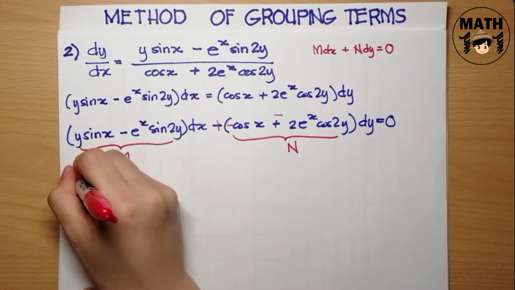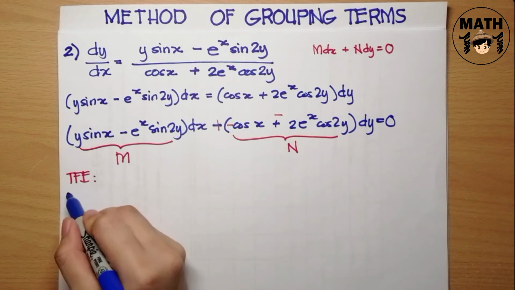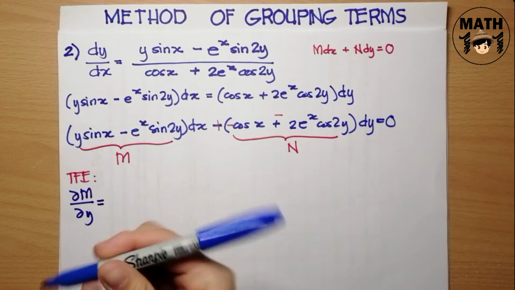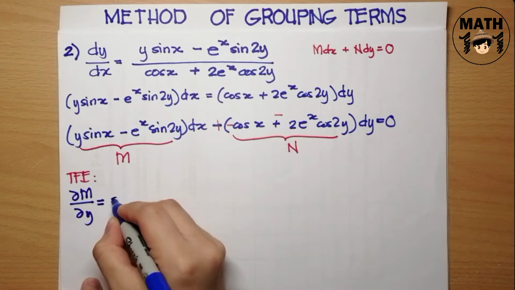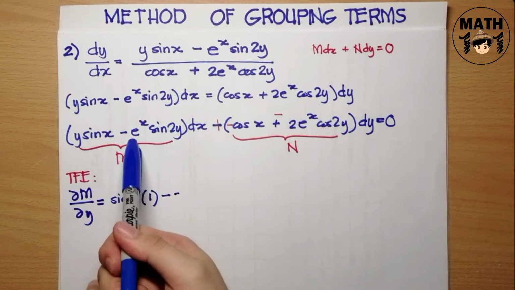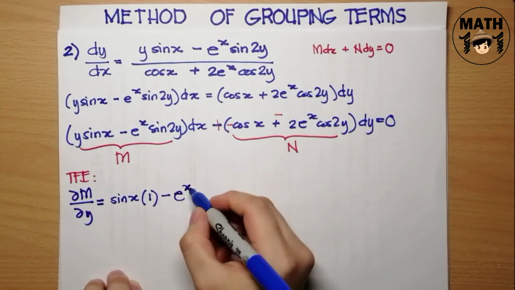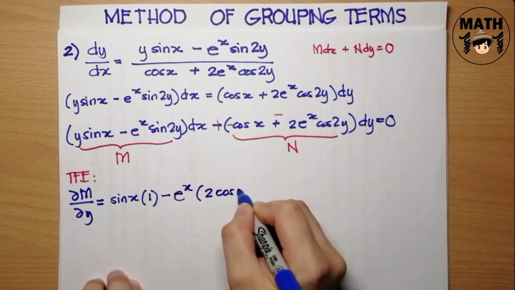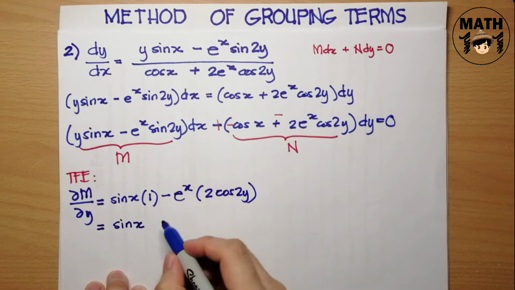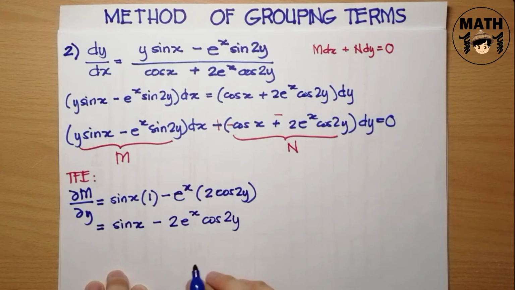Bago i-apply yung method of grouping terms, check muna natin kung siya ba ay exact by following the condition for exactness. So, let's take the partial derivative of M with respect kay y. For this, sin x will be a constant. Then the derivative of y is 1 minus e raised to x. So, dahil x siya, taken as constant. Derivative ng sin 2y is 2 cosine of 2y. Simplifying, we'll get sine of x minus 2 e raised to x cosine of 2y.